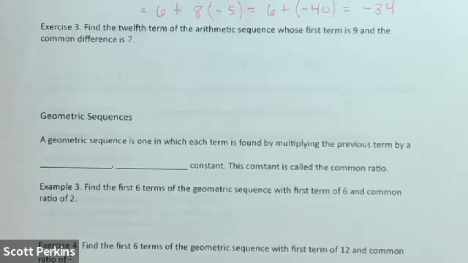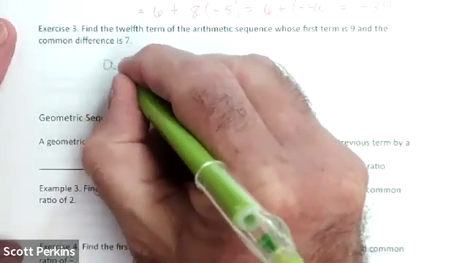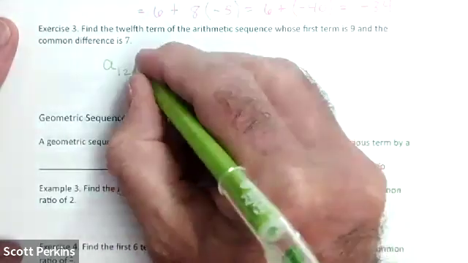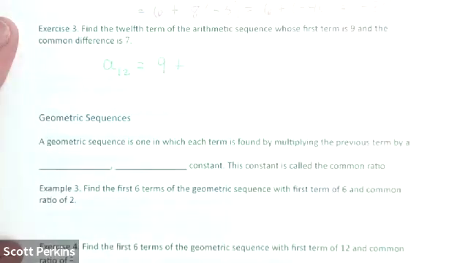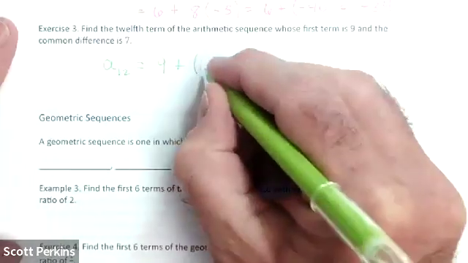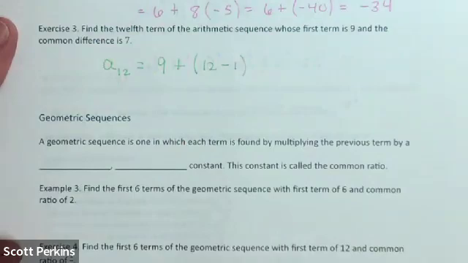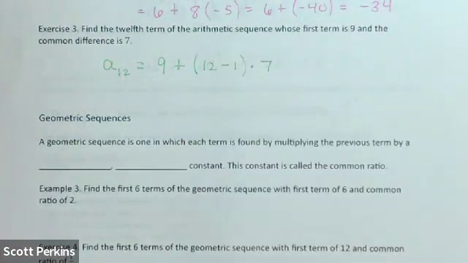All right, so just going to go ahead and do this. This time we're finding the 12th term, so A with the subscript 12 on this particular problem. And in this case, the arithmetic sequence has a first term of 9 and a common difference of 7. So the first term is 9 plus. And then what I'm going to do is I'm going to take 12 minus 1, or 11 common differences. And then that common difference this time is 7.